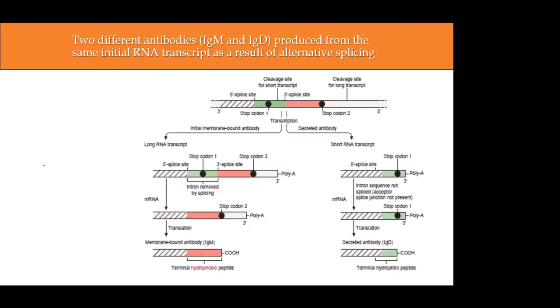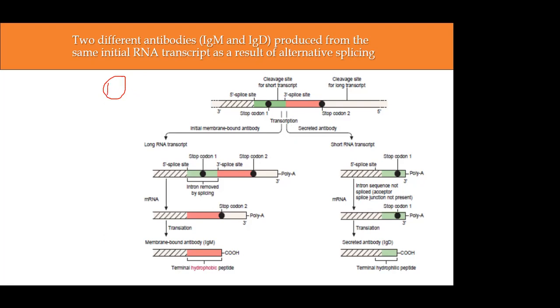The second example is different antibodies. We have the B lymphocyte cell, usually unstimulated. What does unstimulated mean? There is no antigen. This is just the normal thing that's happening in the cell. There are no antigens in the cell. There are no bacteria in the body.